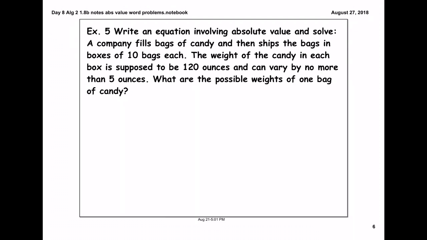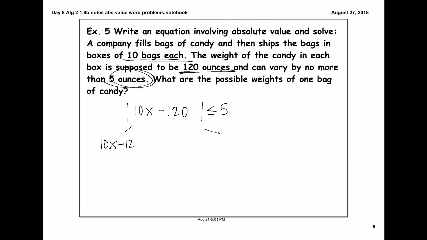Example number 5, write an equation involving absolute value and solve. A company fills bags of candy and then ships the bags in boxes of 10 bags each. The weight of the candy in each box is supposed to be 120 ounces and can vary no more than 5 ounces. What are the possible weights of one bag of candy? So the 5 ounces that our box can vary goes on the right-hand side of our inequality. Inside our absolute value bars, we have 10 bags of candy weighing a certain amount minus 120 ounces. We then split our absolute value bars.